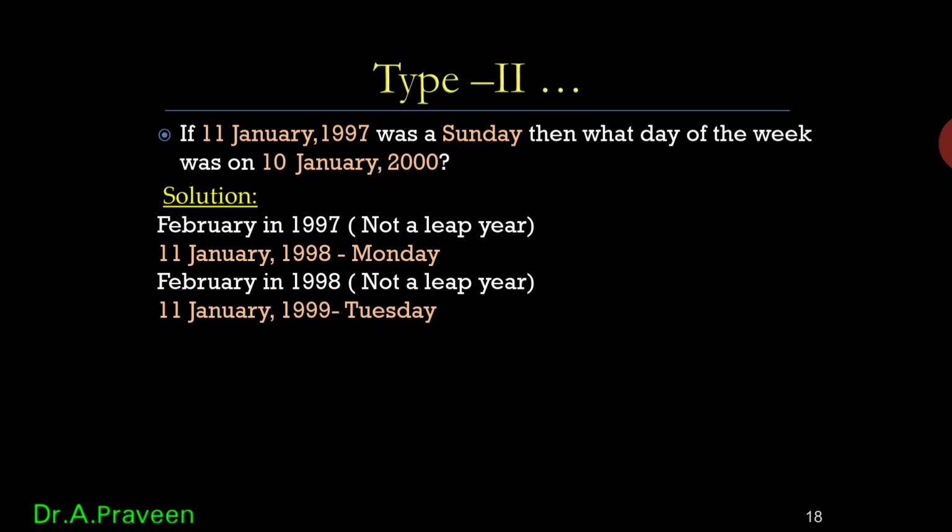Now we move from 11th January 1999 to 11th January 2000. In this process, we cross the month of February in 1999. Again, 1999 is not a leap year. So therefore, 11th January 2000 will be one day after Tuesday. So that is a Wednesday.